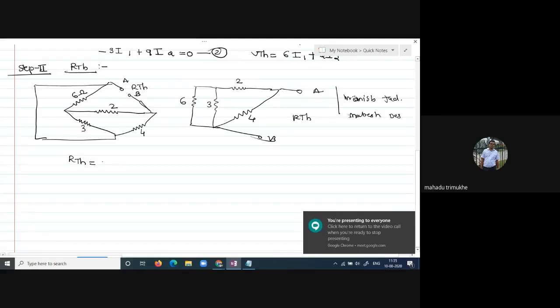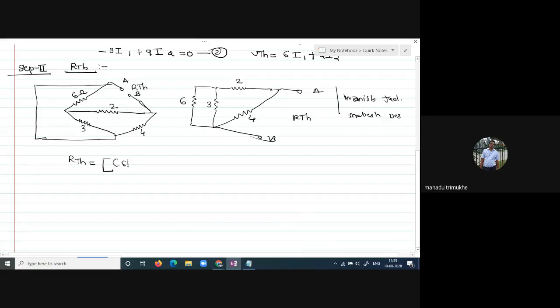Then the 6 ohm is in parallel with 3 ohm, that is in series with 2 ohm, and again in parallel with the 4 ohm resistor. So you will get RTH as 2 ohm. RTH is 2 ohm.